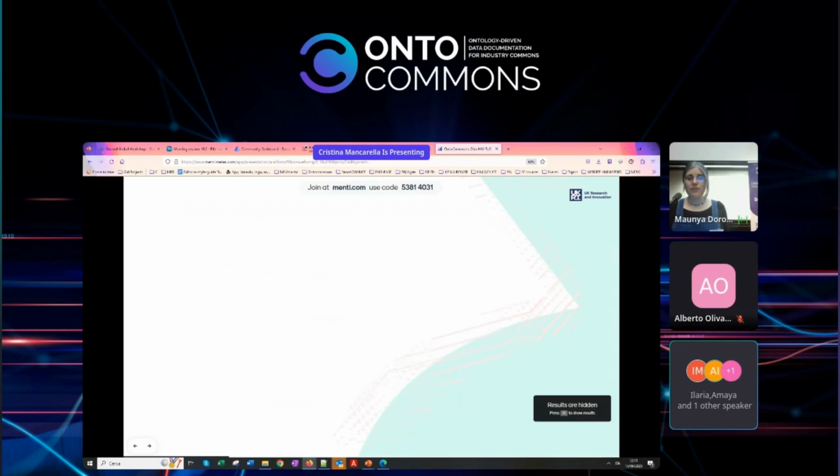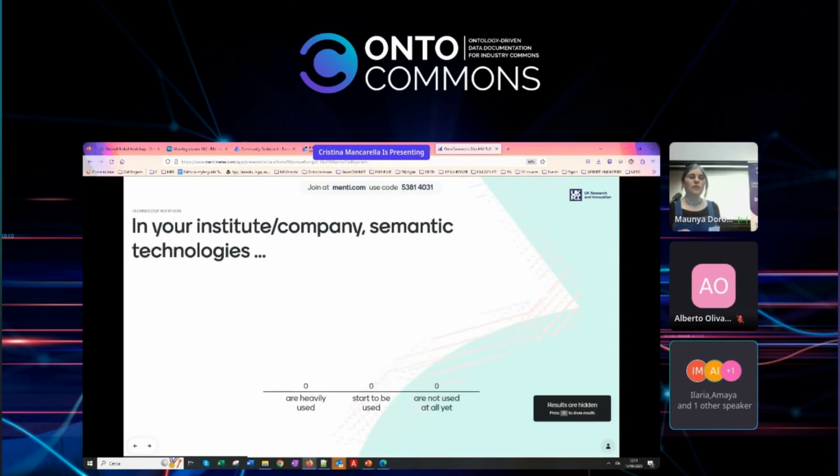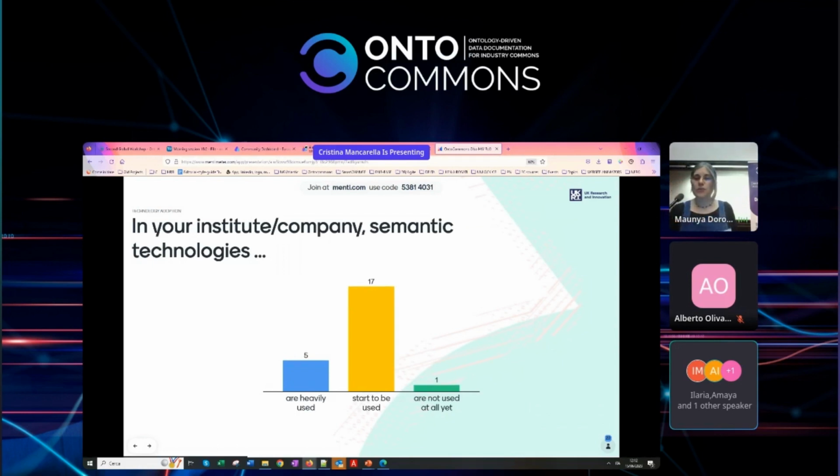And then, thank you for this. I would like to ask you a very quick question. In your institute or company, semantic technologies are heavily used, start to be used, or are not used at all yet. It's in a broad sense: are you aware that in some department of your institution, they are used for data management or for software interoperability? So some use of ontologies is there in your institute, as far as you know, or not? Just to give us again a flavor of the uptake of technology. So let's see. Okay, so mostly they start to be used. Okay, thank you.